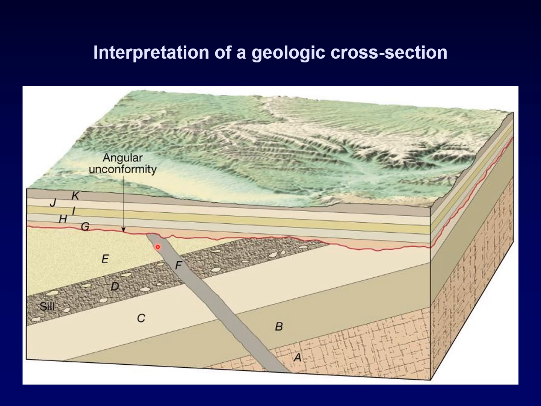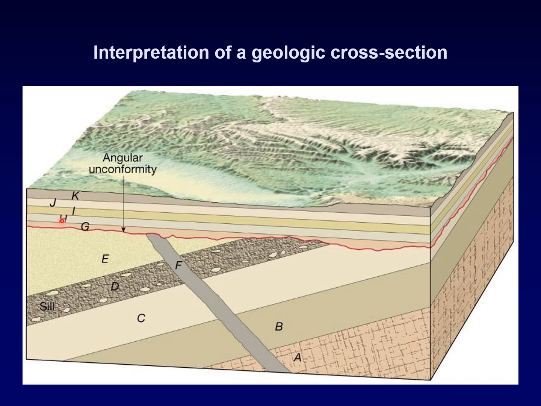Then we have F cutting across all 5 of those layers. So F was after this deposition. Then there was some kind of uplift, well, there was deformation, right? Because these are tilted layers. Then there was some uplift and erosion, as marked by this angular unconformity here.